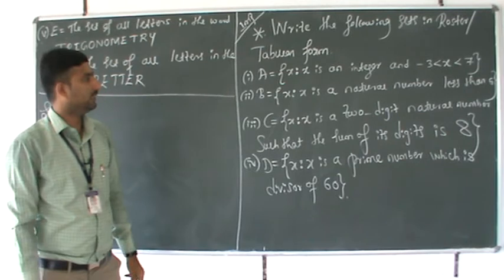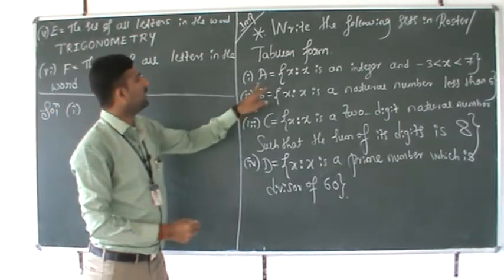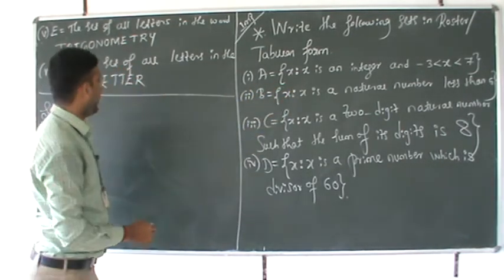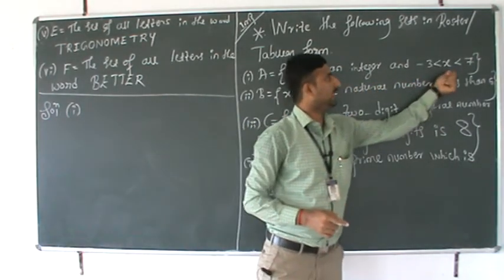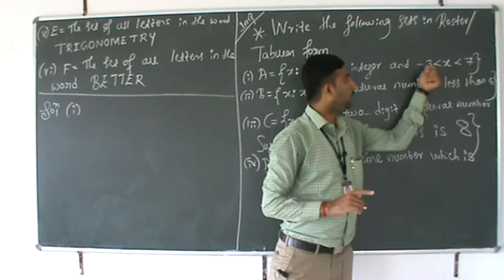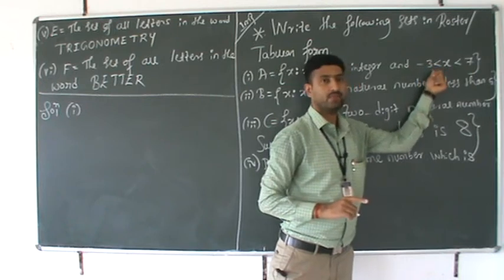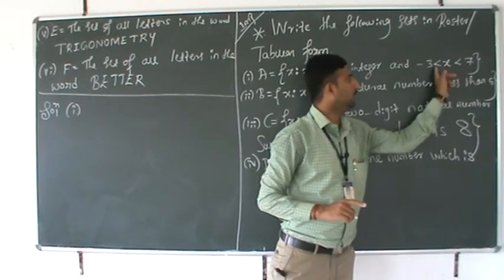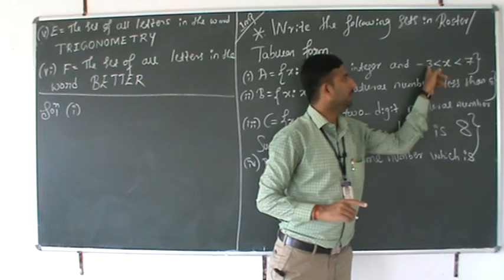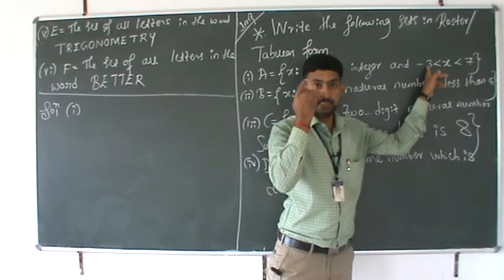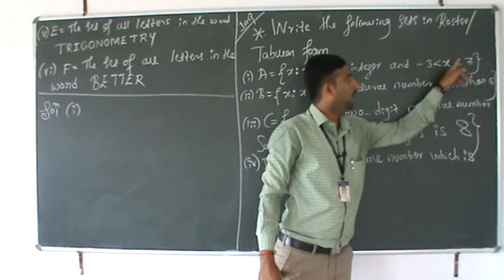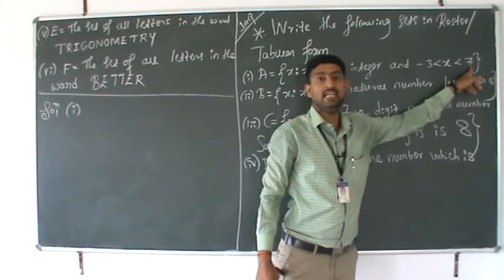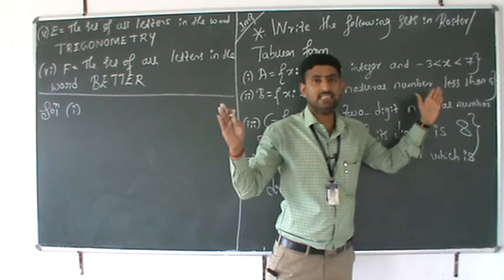We are all perfect. Therefore, first, x is an integer and minus 3 less than x less than 7. First, what is less than? This symbol, the less than symbol, says you cannot take minus 3 here, and you cannot take 7 here. You leave out minus 3 and 7.